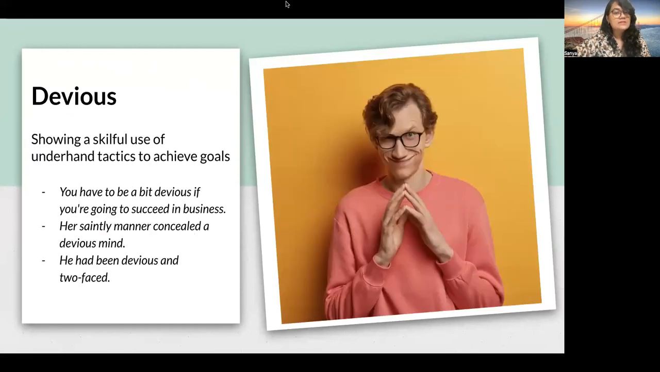Next is devious. You can see right here the expression on this guy's face, right? So devious means showing a skillful use of underhand tactics to achieve goals. In order to achieve a goal, if you are using ways which are not the right ones, you can be called a devious person, right? You are very skillful at using tactics to achieve your goals.